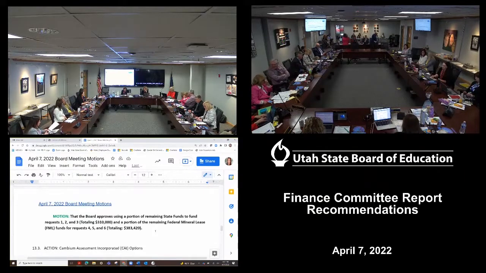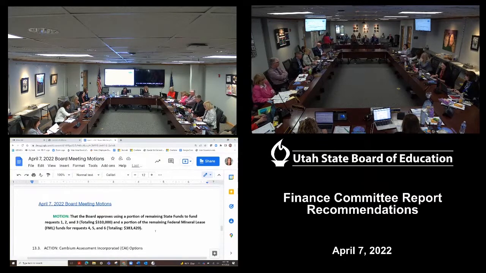Yes, so our next action item is number 13.3. This has to do with the Cambian contract for assessment. The committee moves that the board approve executing cost options 2A, the Spanish Transadaptive Item Development and Delivery. Item 4A, a writing prompt development in grades 5 and 8. And item 5, system functionality for remote testing. And item development contained in the CAI cost proposal and contract.